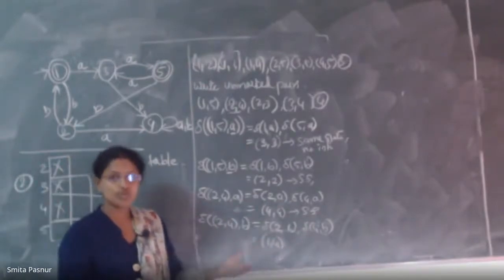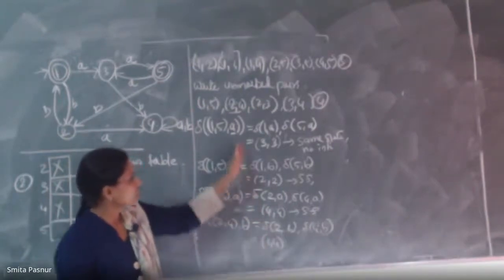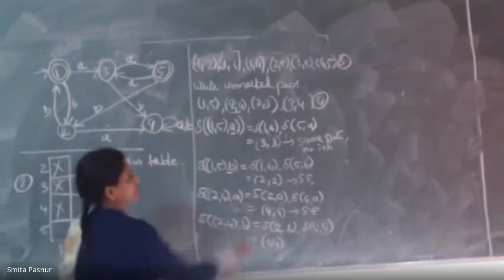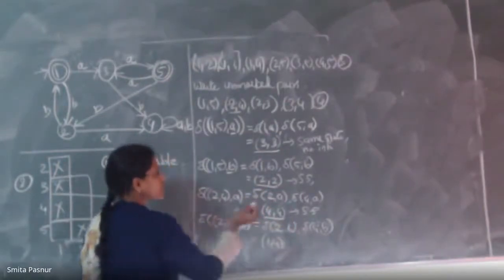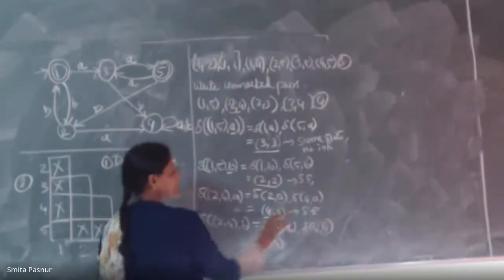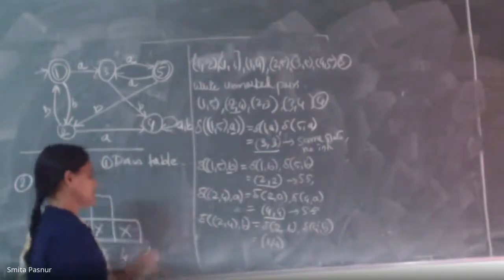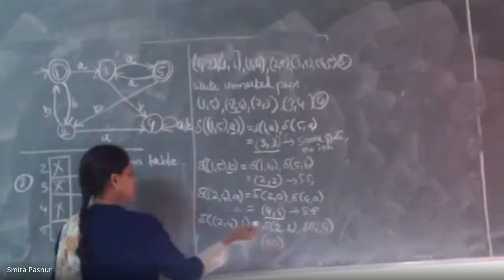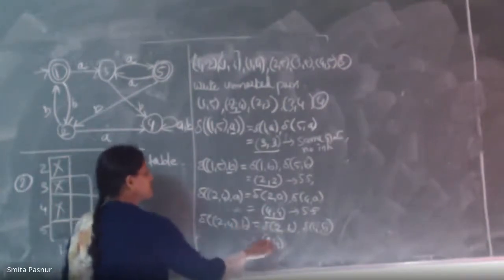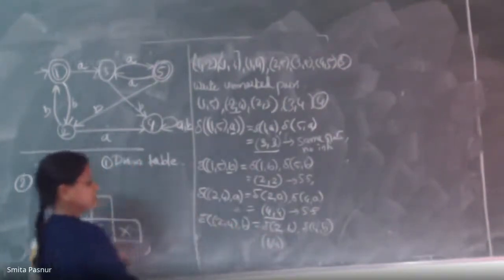So what you should do now when you get two different states? See, up till here you are getting the same state only. This was the same state, this was the same state, and here you got the same state. So what we have written, it is same state and we have just left it. So here we got 1 comma 4. Now here two different states you got. So you should check whether this 1 comma 4 is marked in the matrix.